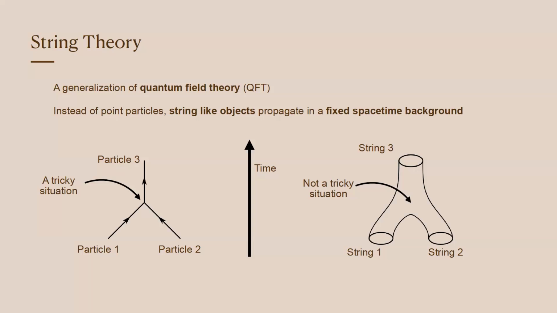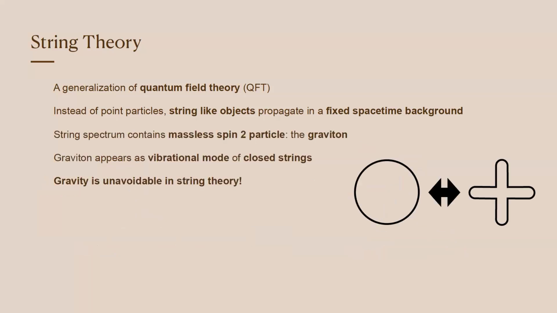Now, if you replace this interaction with strings, there's a string 1, there's a string 2, moving in space-time, and the strings are joining to form a single string. So there is nothing happening all of a sudden. Okay? So it's a more gentle type of process.